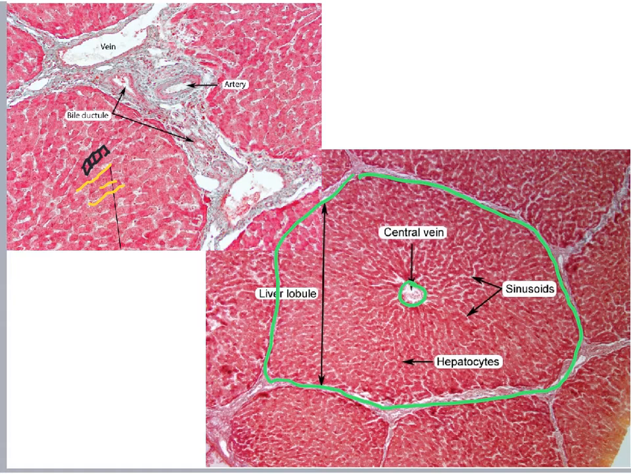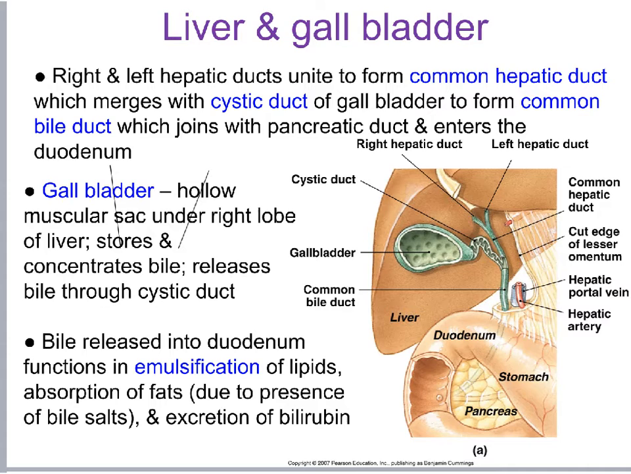What else can we see in this picture? Oh yes, we can see a hepatic triad pretty easily. So here's a branch of the hepatic portal vein. Here are bile ducts, and here is a branch of the hepatic artery. So you can see that hepatic triad pretty easily.